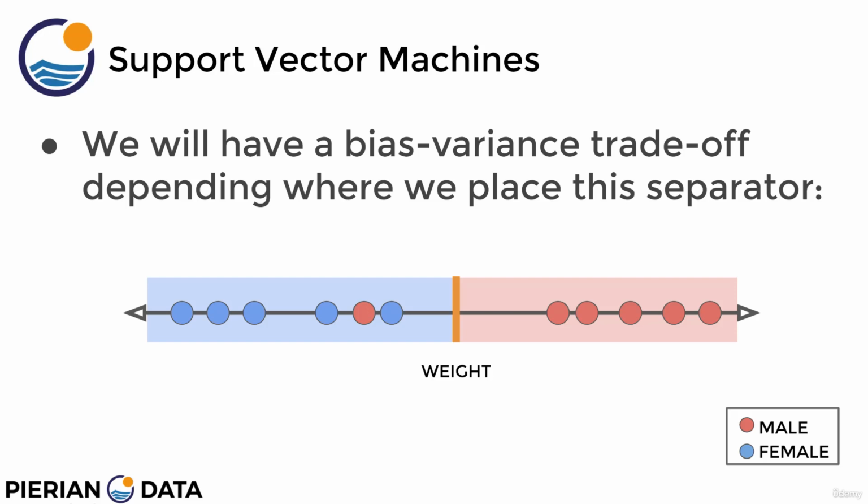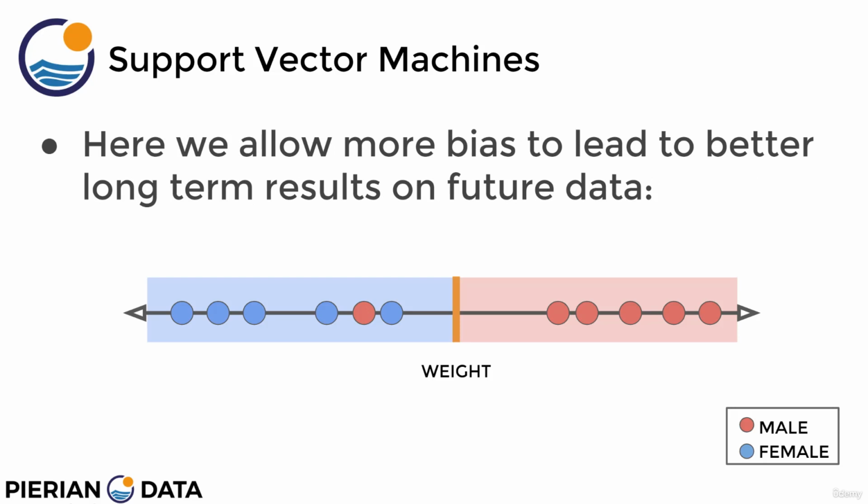And this is going to depend on where we actually place this separator. Notice that here, we're allowing for the introduction of more bias in order to reduce variance to lead to better long-term results on future data. We're still going to possibly misclassify points, but you'll notice this new point, as we introduce it, is going to be classified as female, which is probably much more in line with the training point weights for female. But this separator is still going to misclassify one male training point as female.